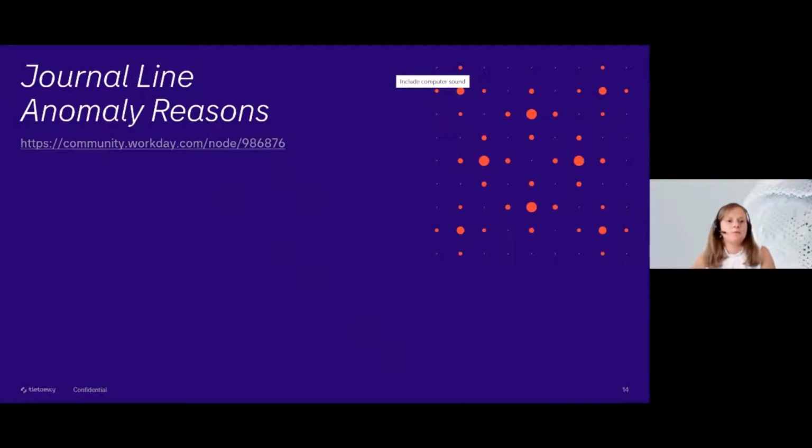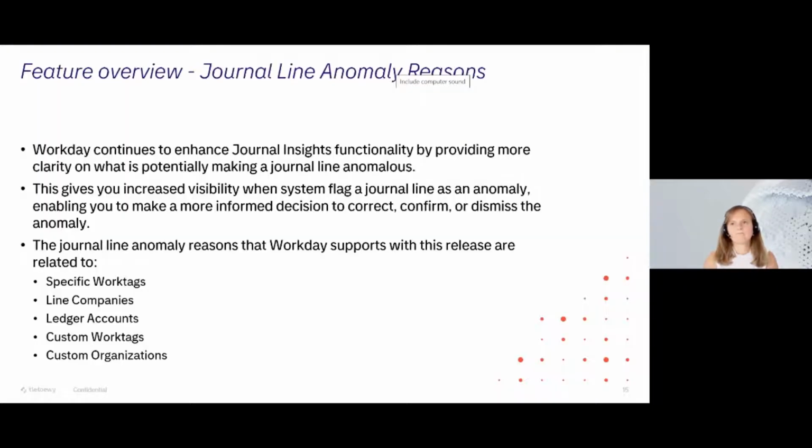Okay, then the second topic on our agenda is journal line anomaly reasons. With this release, Workday continues to improve and enhance Journal Insights functionality by providing more context and clarity on why the system flags a journal line as an anomaly. Currently, it is often difficult to determine the reason why you get certain journal lines for your approval and review from Journal Insights. And in order to address that issue, Workday now created a separate field called Journal Line Anomaly Reasons, which will be present on each anomaly when possible.